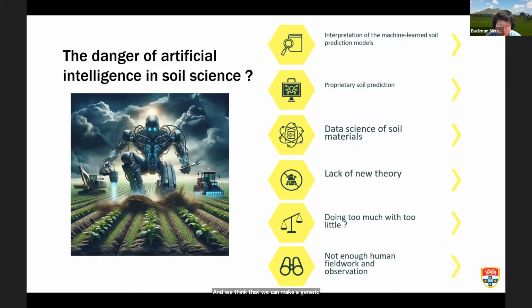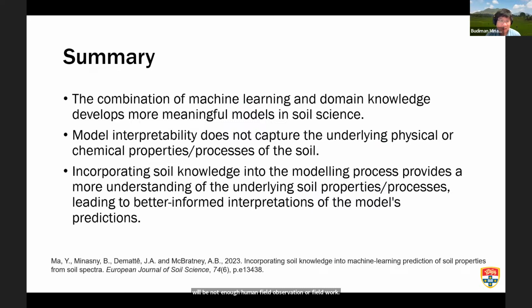And finally, if we rely too much on the machine learning, then there will not be enough human field observation or field work to validate the actual prediction that we use. As a summary for this presentation, the combination of machine learning and soil science domain needs to be developed together, so it's not one or the other, so that it can be a more meaningful model.